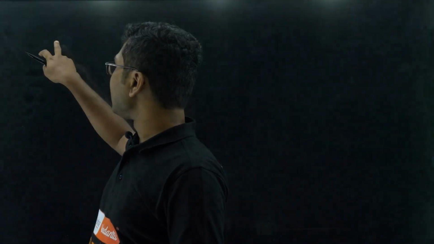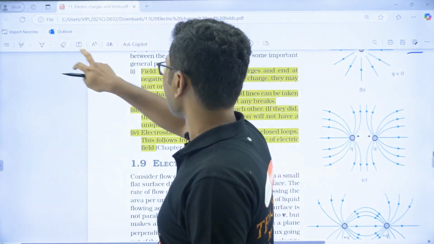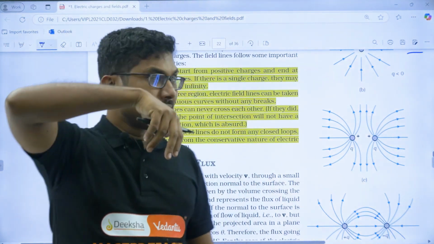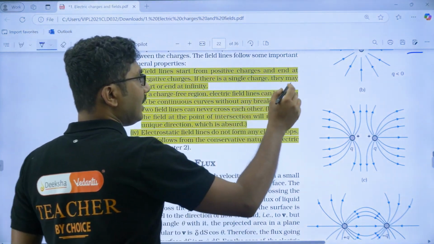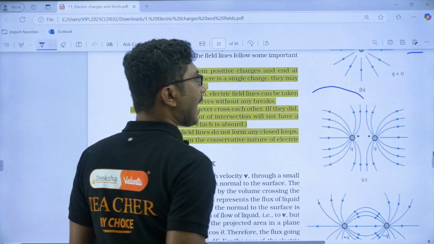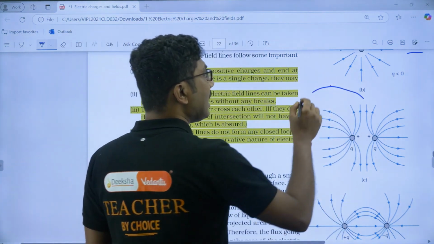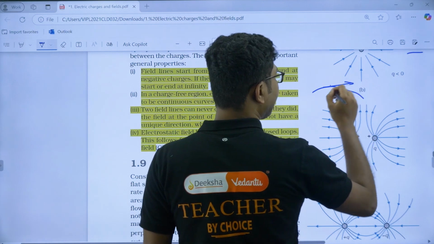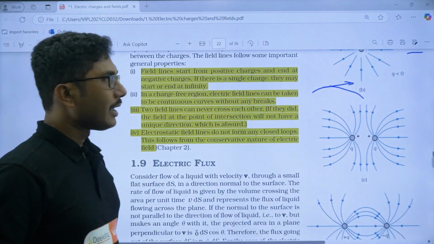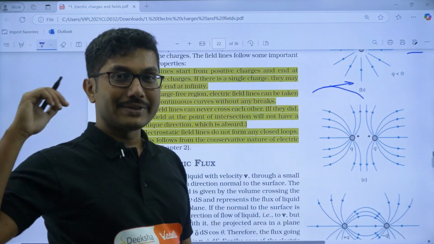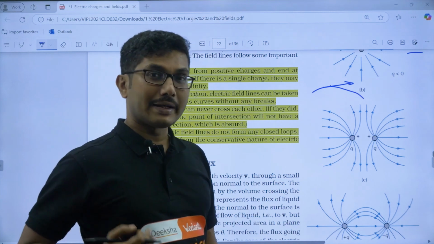Electric field lines are basically, suppose there is an electric field line, and if you want to find the direction of the electric field at any point, then you just need to draw the tangent at that point, right? So the tangent at any point represents the direction of the electric field at that point.